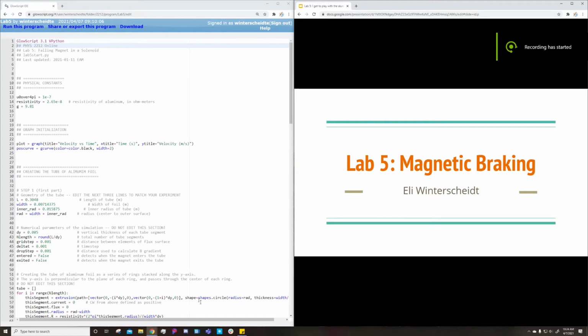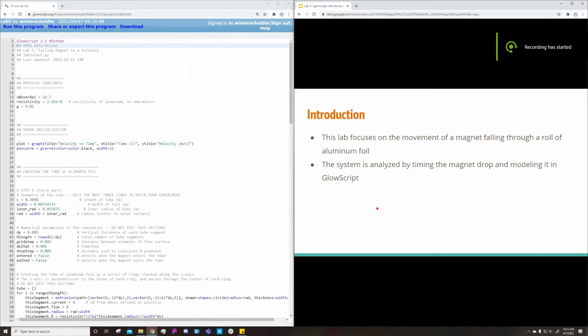I'm Eli Wintersheet, and this is Lab 5, Magnetic Braking. In this lab, we will focus on the movement of a magnet falling through a roll of aluminum foil. The system is analyzed by timing the magnet drop, by filming it, and modeling it in Glowscript.